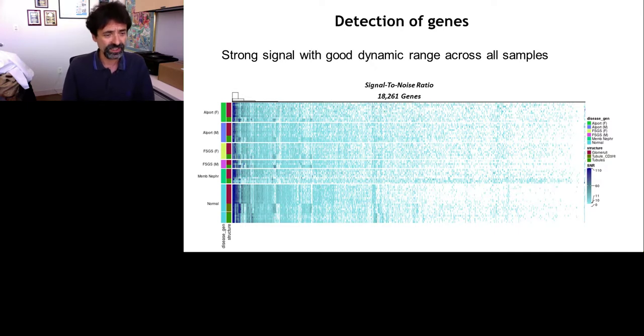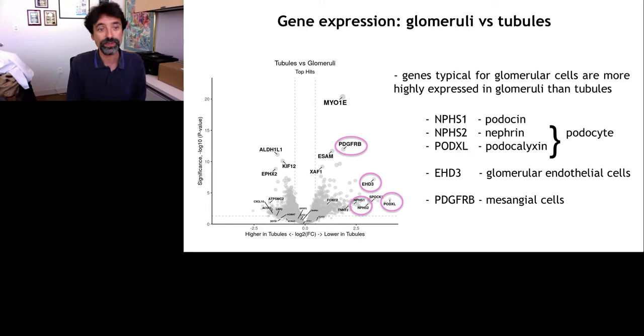So this was the first time we used this technology, so we wanted to make sure that the data made some sense. So the first thing that we did was to compare the expression of genes in the glomeruli versus the tubules. And we were happy in noticing that the glomeruli were expressing uniquely podocyte genes that were not expressed in the tubules. And they were also expressing genes that were characteristic of glomerular endothelial cells and mesenchymal cells that can be found only in the glomeruli, not in the tubules.